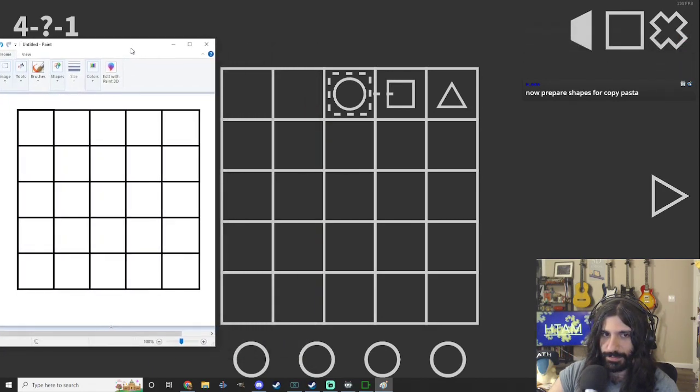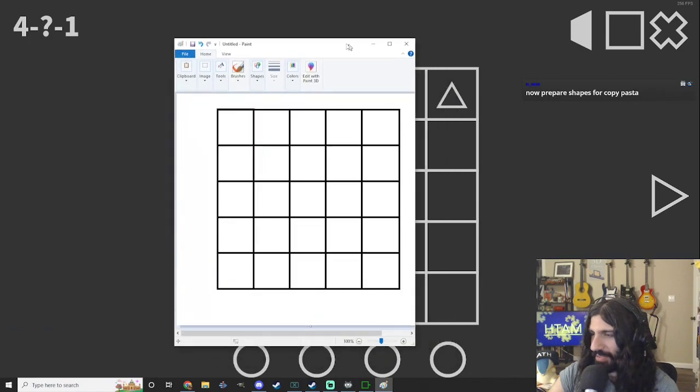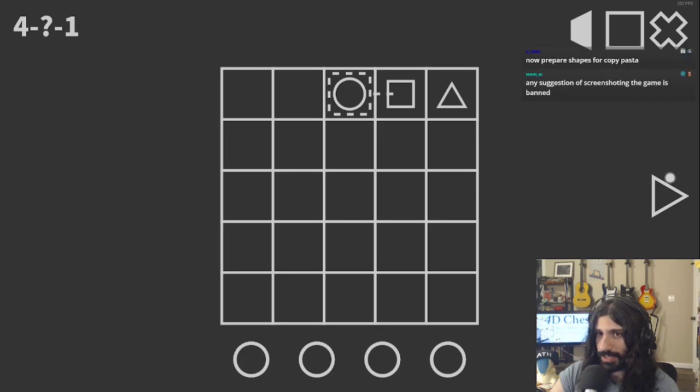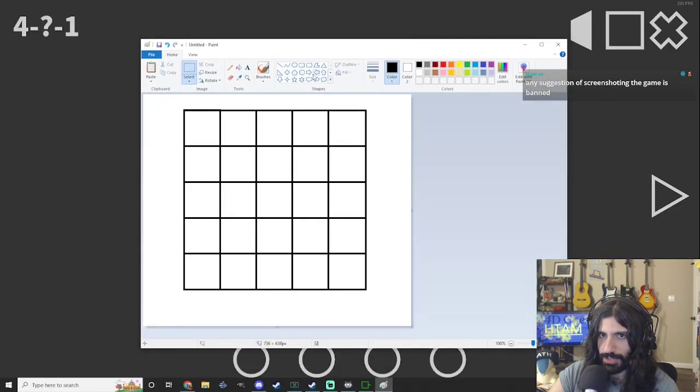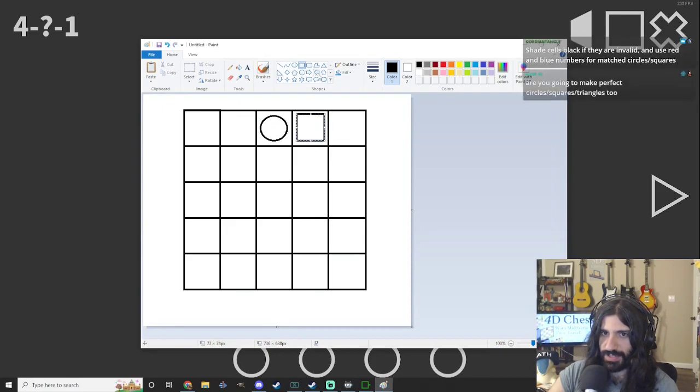Okay. I'm having trouble because if I minimize... Oh, that worked. Never mind. Okay. Circle, square. All right, I guess maybe we do... How do we communicate this information? Circle. Oops. Circle. Square. And hopefully no two are used twice. Triangle.